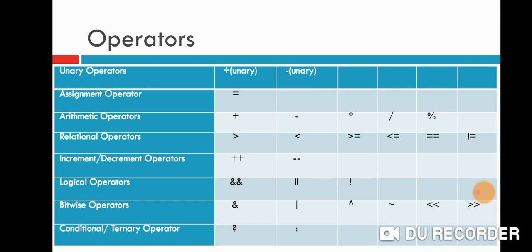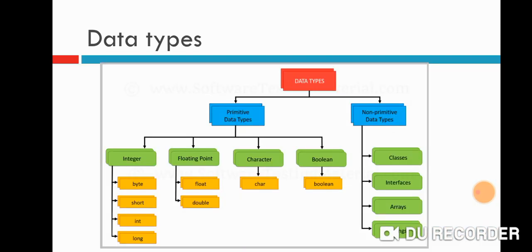Assignment operator, that is your equal to operator. Arithmetic operators, that is your plus, minus, multiplication, division and percentage. Relational operators are the symbols which we use for comparison. The increment and the decrement operators, the logical operators and, or and not, and then we have the bitwise operators and the conditional ternary operator. The bitwise operators are not a part of your syllabus.